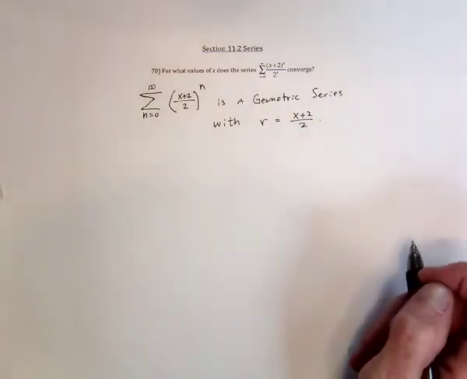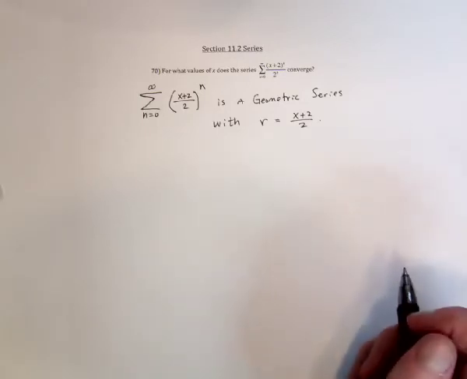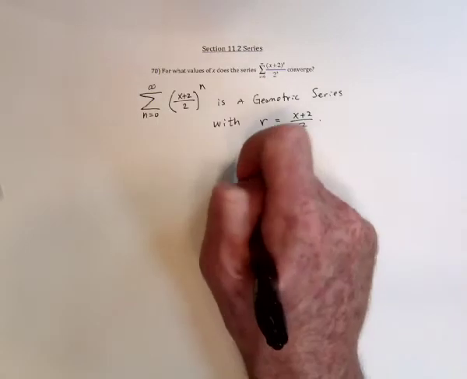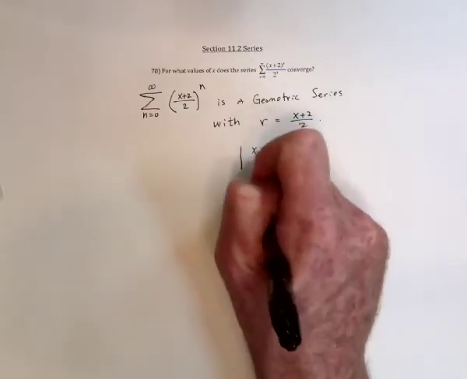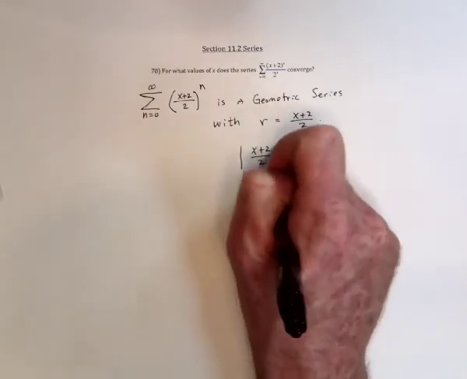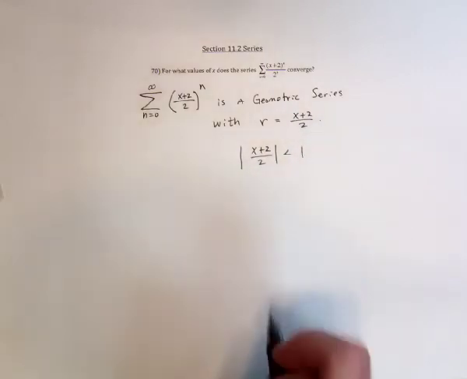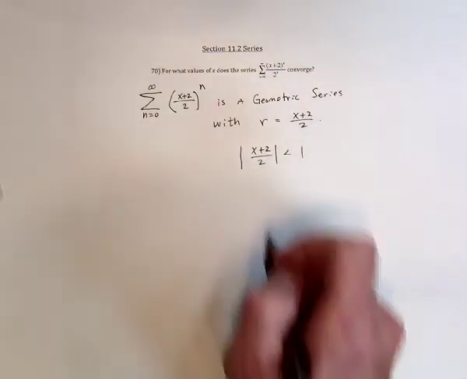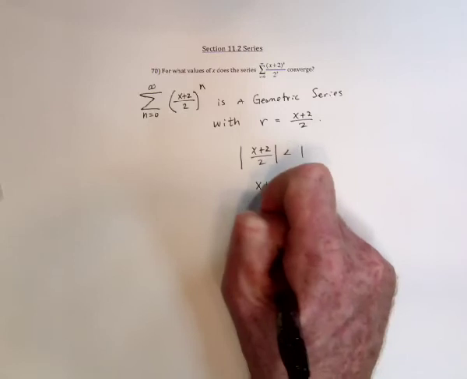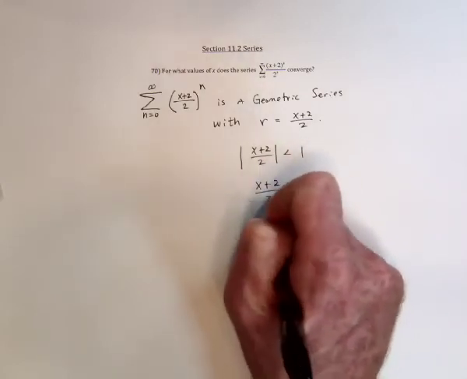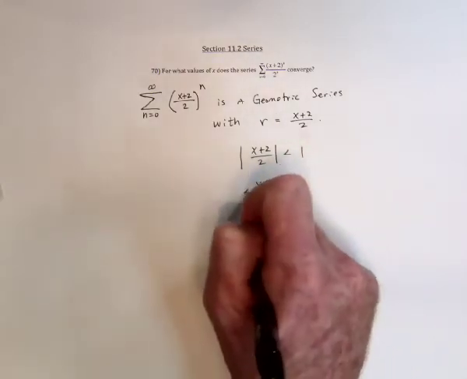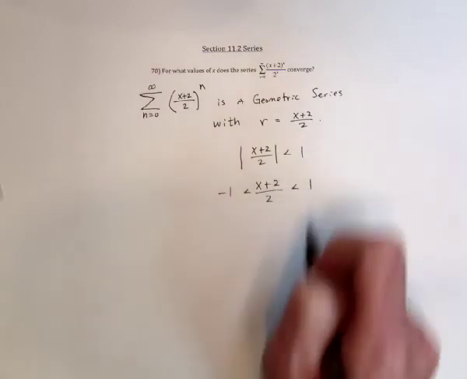The rule for a geometric series is that it will converge if the r is less than 1 in absolute value, because it could be positive or negative. So we say the absolute value of x plus 2 over 2 has to be less than 1. Now solve this absolute value inequality. So take x plus 2 over 2 and sandwich it between a negative 1 and a positive 1.